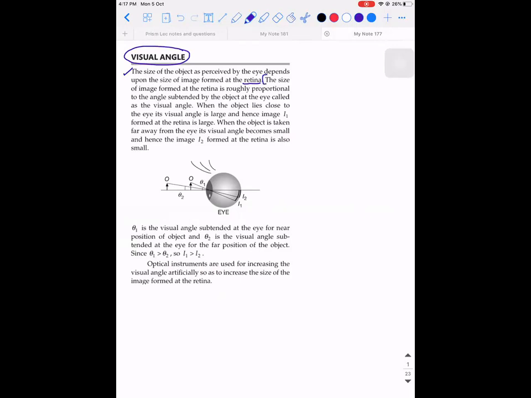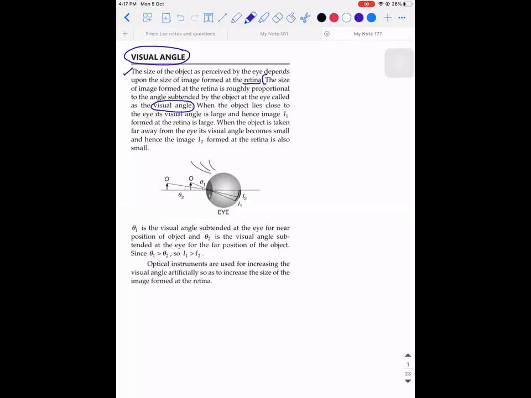Now, here there is an important point that you need to know. This concept which I'm explaining is not there in the textbook, so listen to me carefully. Understanding this will help you understand optical instruments, or else you will not understand why the near point, far point and all are coming. The size of the image formed at the retina is roughly proportional to the angle subtended by the object at the eye, which is what is called the visual angle.